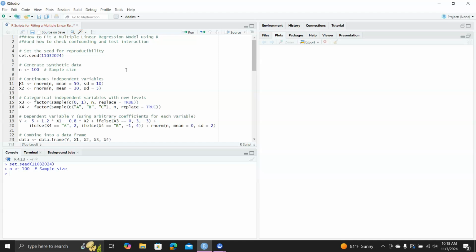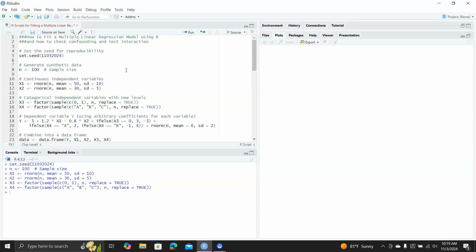Okay. Now, first, let's set the random seed. Sample size is 100, and then we'll create two continuous independent variables, x1, x2. Both are from normal distributions. And then we create two categorical independent variables, x3 with two levels, 0 and 1, x4 with three levels, a, b, and c. And both are created as a factor.